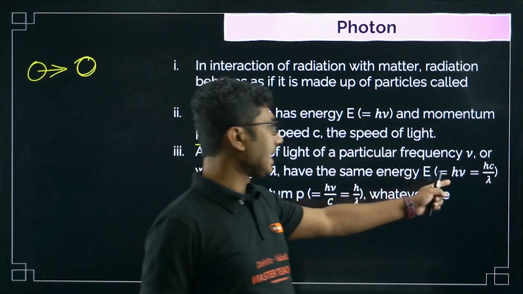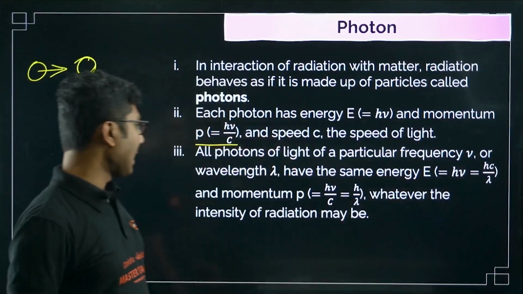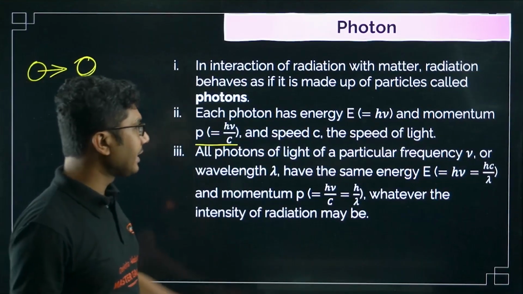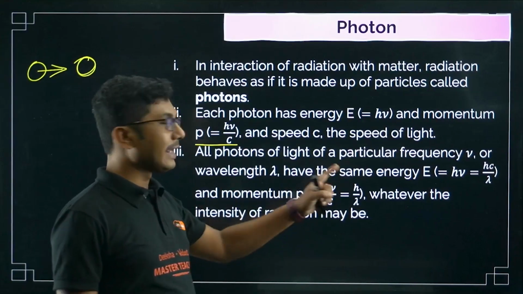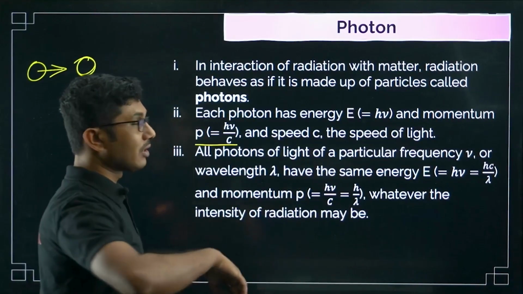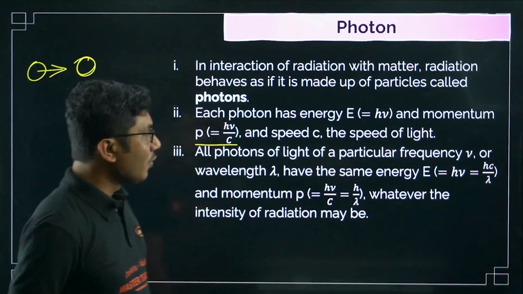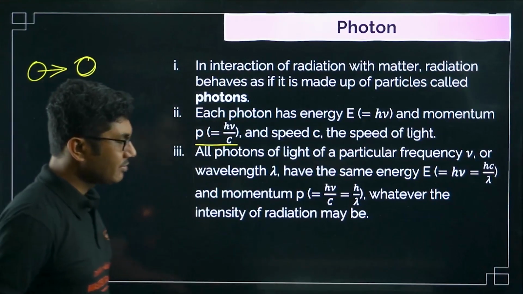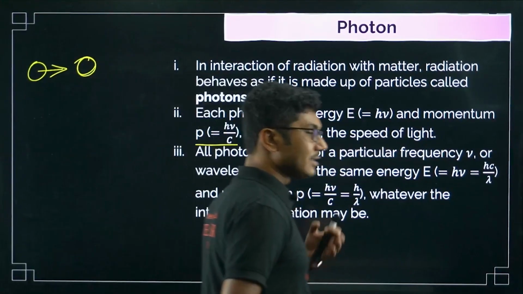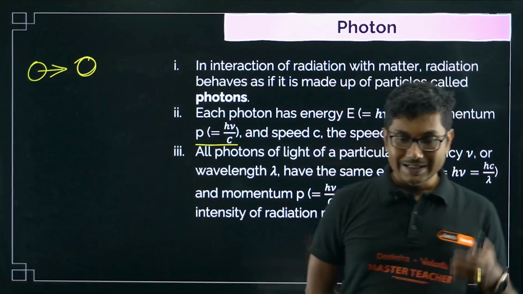So energy is h nu or hc by lambda, and momentum is also constant, h nu by c or h by lambda. So momentum for a wave can be calculated by this h by lambda formula, whatever the intensity of radiation may be. So momentum and energy do not depend on the intensity.